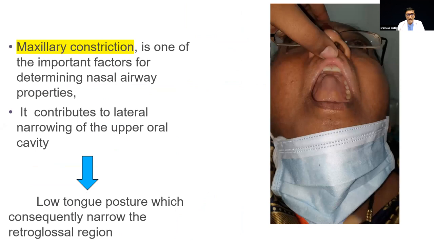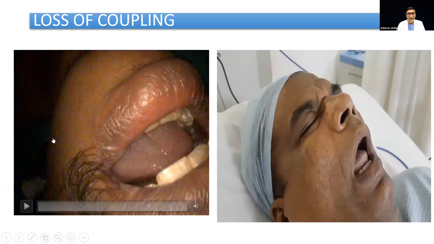Most of us in the subcontinent, especially in the south, we see this kind of a particular mouth, as you can see. This is a high arched palate. Now, what happens here is, since the maxilla is so narrow, there is no space for the tongue to sit in. So the tongue falls backwards. This is one of the commonest causes for retroglossal obstruction. And this is called lack of coupling.